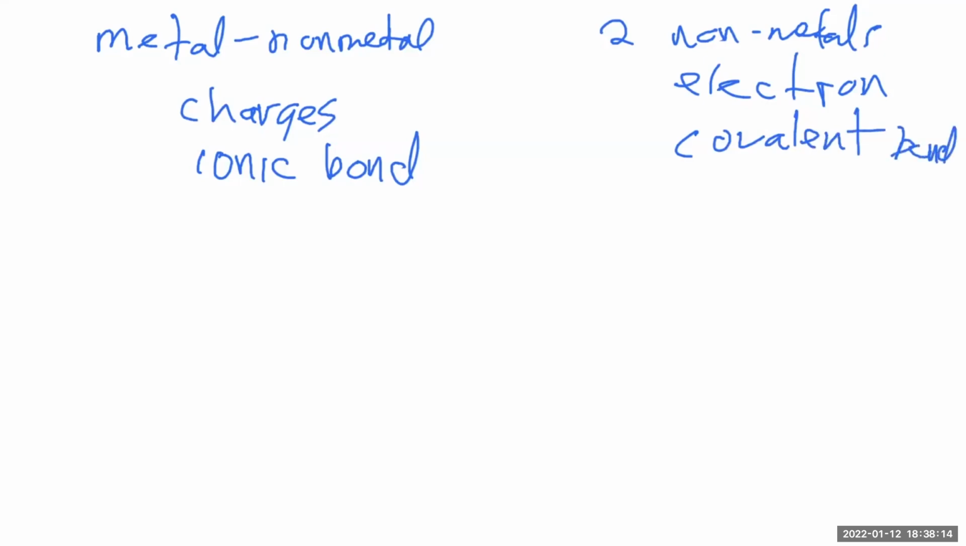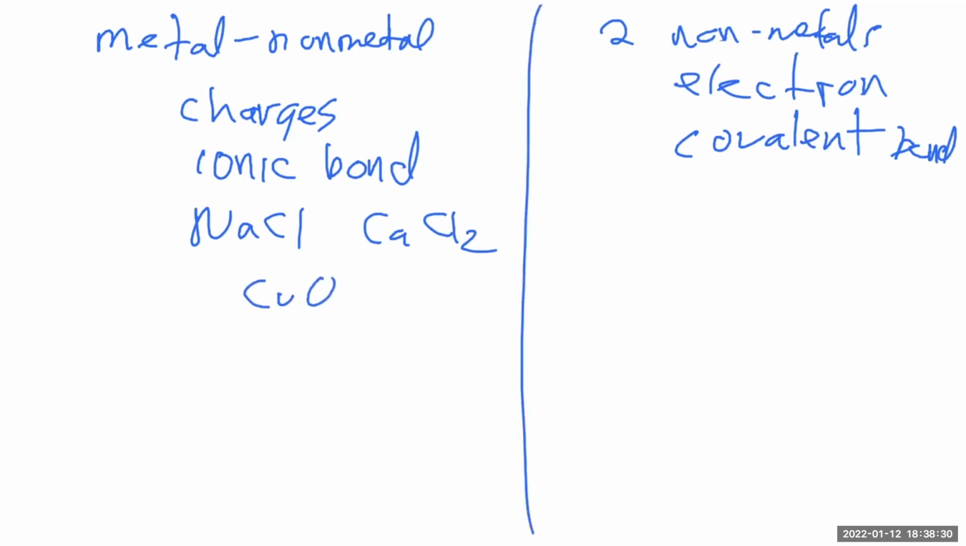Examples of metal and non-metal are sodium chloride, calcium chloride, copper oxide. Examples of non-metals would be oxygen, like O2, carbon dioxide, CO2, N2O5. Those are all these are all.